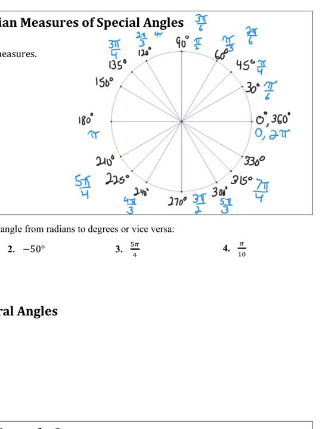120 degrees is 4/6. 150 degrees is 5/6. 180 is 6/6. 210 is 7/6. 240 is 8/6. 270 is 9/6. 300 is 10/6. 330 is 11/6, or 11 pi over 6. And then 360 is 12 pi over 6, which, again, a lot of them are simplified, but some of them aren't. So that's how we'd come up with all of our radian measures for this entire circle.